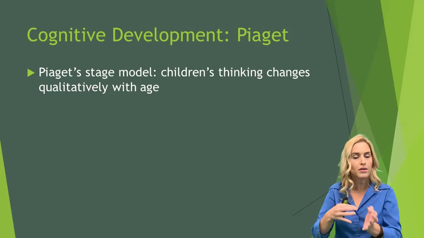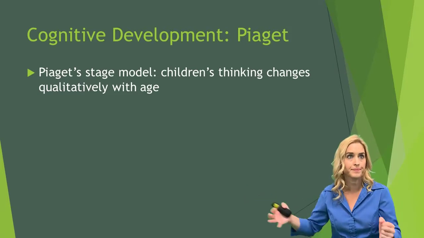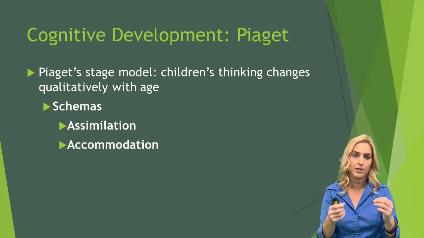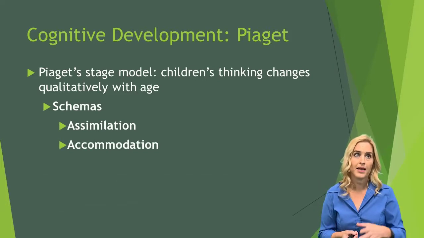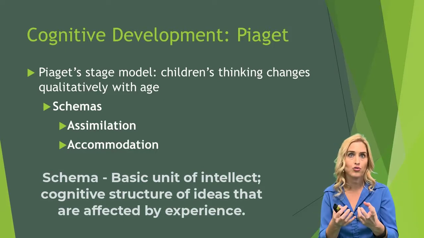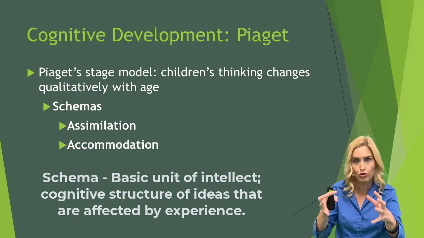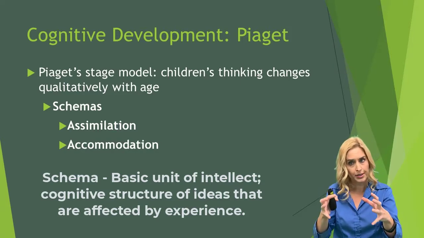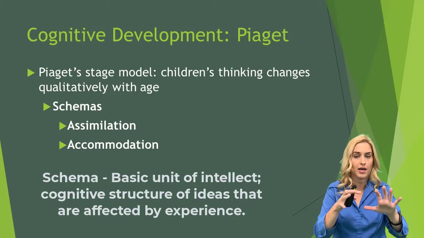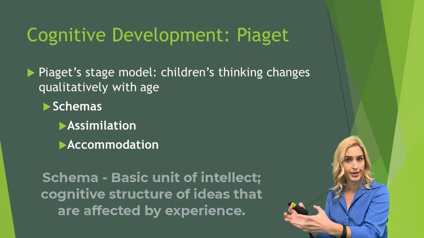And he looked at the qualitative and quantitative changes that we develop over our childhood. He looked at the idea of schemas, as well as assimilation and accommodation. Now, schemas are a basic unit of intellect. It's a cognitive structure of ideas that are affected by our experience. So we have a structure that's based on our experience of how the world works, and it changes and develops over time. And sometimes we develop whole new schemas, again, depending on our experience.